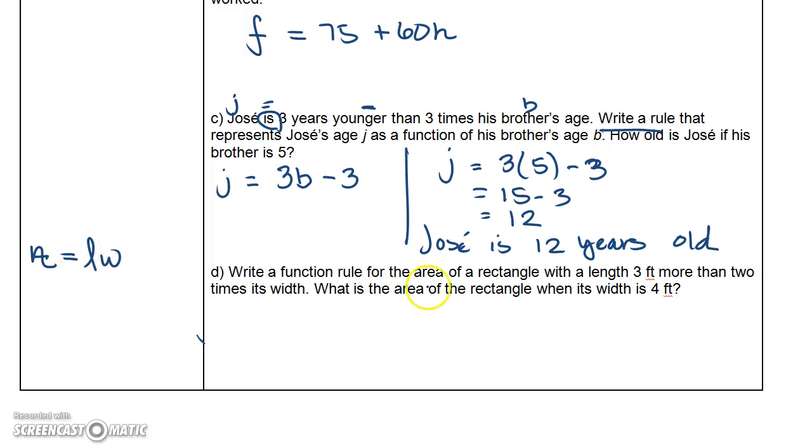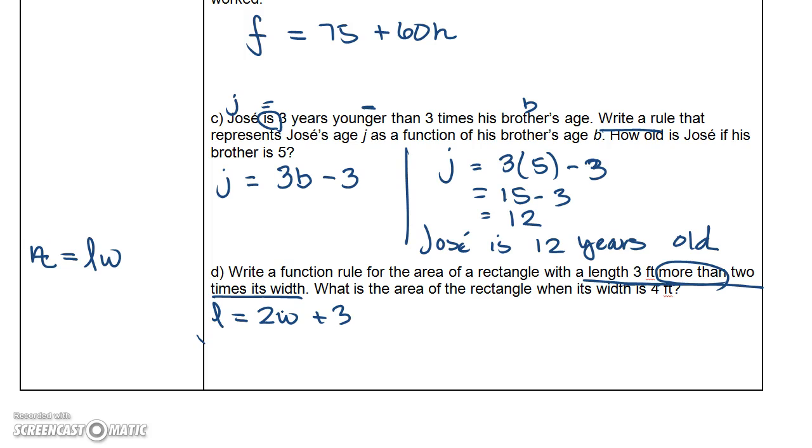Now they give you some information here. Write a function rule for the area of a rectangle with length, I'm underlining what's important to me, 3 feet more than 2 times the width. So the length is 3 feet more than, remember more than, switch the order, so something plus 3. What plus 3? 2 times the width.